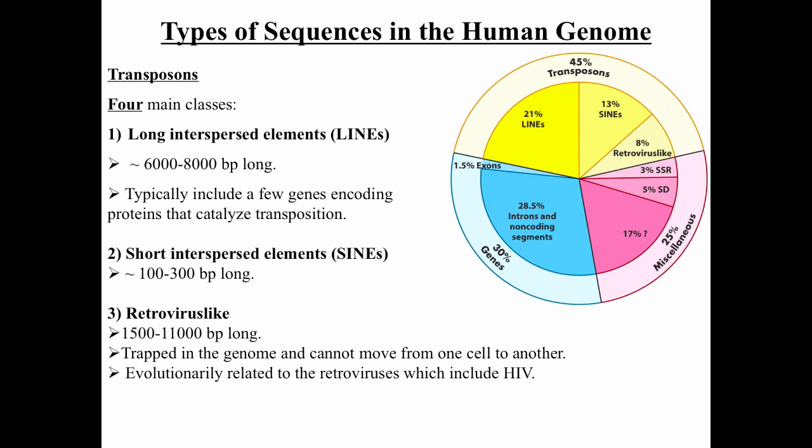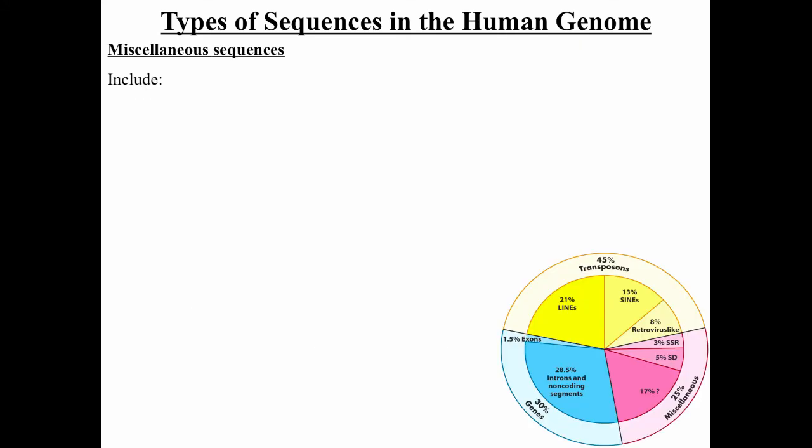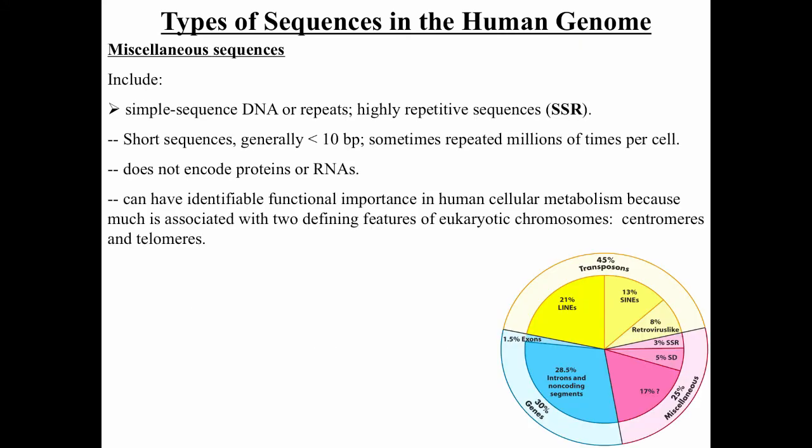They're actually trapped in the genome, so they're stuck there and can't move from one place to another. They're related to retroviruses, such as HIV, so they're actually coming from ancient viruses. Okay, and then there are other miscellaneous sequences. There are the SSRs, simple sequence DNA repeats, or highly repetitive sequences. These are very short sequences, less than 10 base pairs in length, and they're repeated sometimes up to 1 million times per cell. Yes, Mitch?